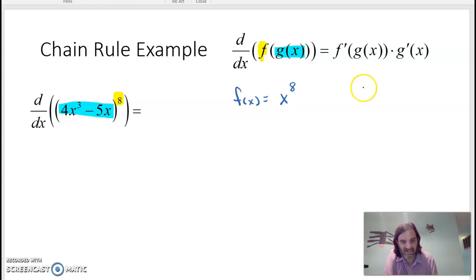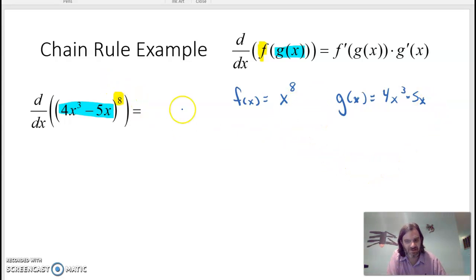Okay, so let's see here. G of x would be 4x cubed minus 5x. And we've taken something that would need a lot of algebra to figure out what it looks like as a polynomial and separate it into two simple things. So keep in mind, if I take the g, 4x cubed minus 5x, and plug it into f, I will get the original back, and that's what I should get.